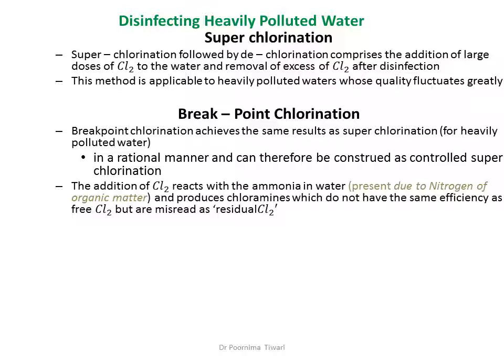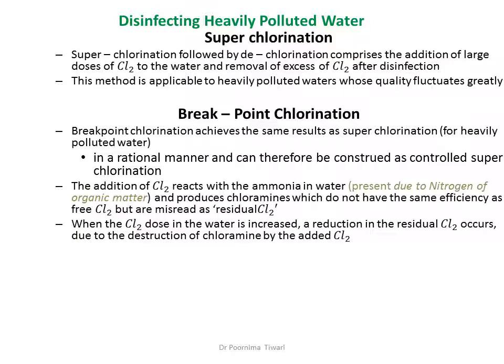These chloramines do not have the same efficiency as free chlorine, but are misread as residual chlorine. So when the chlorine dose in the water is increased, a reduction in residual chlorine occurs instead of an increase. This reduction is because of the destruction of chloramines by the added Cl2. As the chloramines are read as residual chlorine and they are being destroyed, there is a reduction in residual chlorine. The end products of chloramines are not read as residual chlorine.